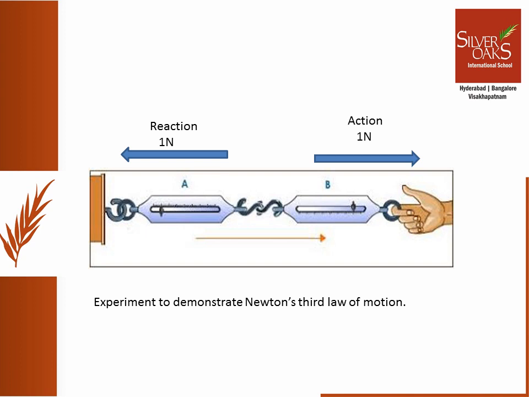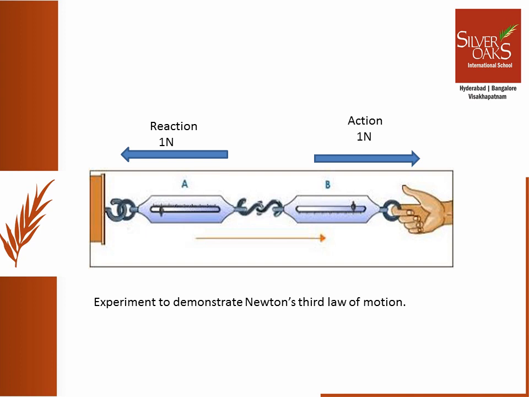Let's understand a simple experiment to prove that action force and reaction force are equal and opposite. As you can see, there are two spring balances A and B joined hook to hook. The other end of spring balance A is attached to a hook which is fixed in a wall. If you pull balance B, it exerts an action force of 1 Newton on balance A.